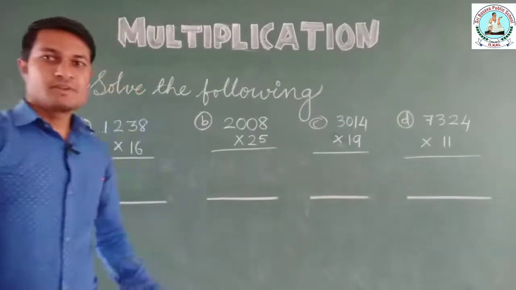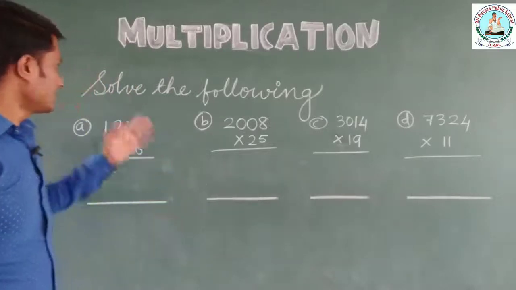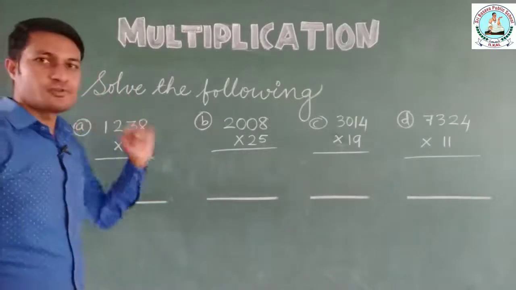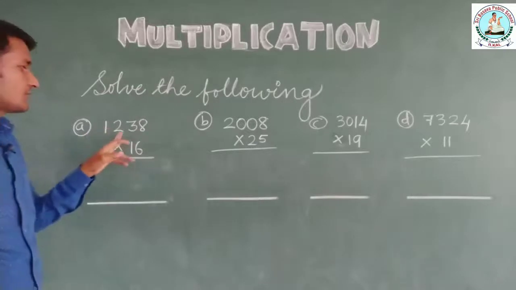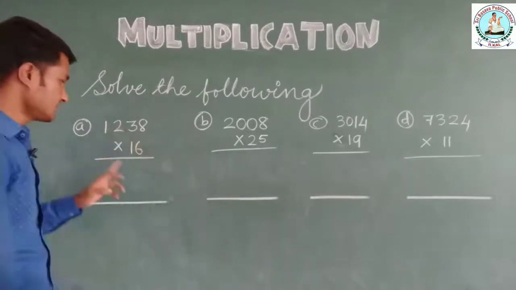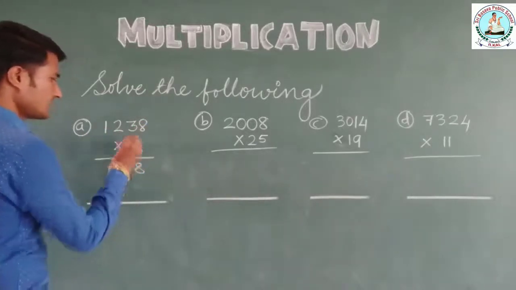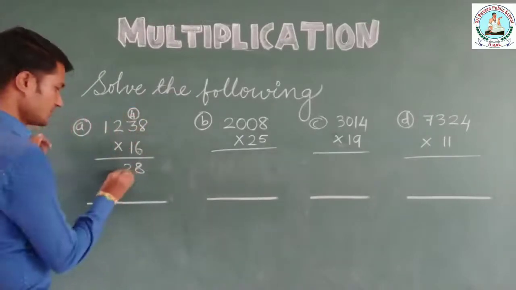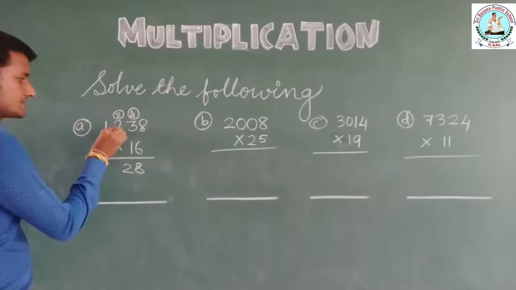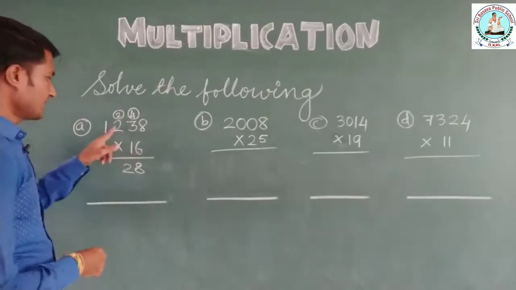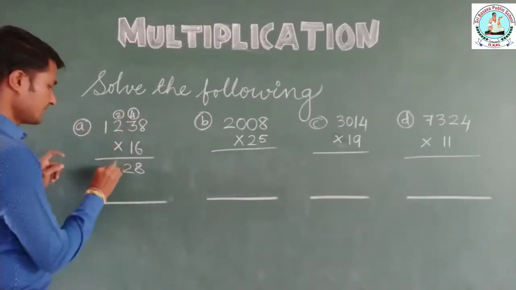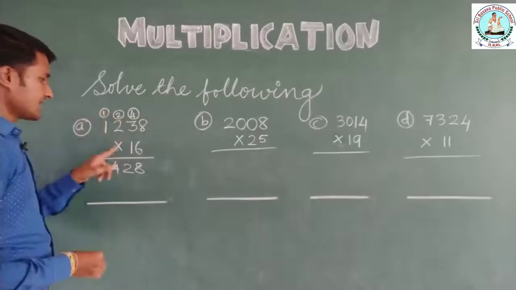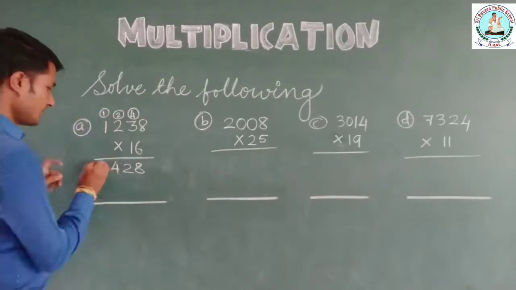Let us solve the last main of the page number 38, and the last main is solve the following. So your first question is 1,238 times 16. So just do it. 6 8s are 48, and 4 carry over, 6 3s are 18, 18 plus 4 is 22, and 2 carry over, 6 times 2 is 12, 12 plus 2 is 14, and 1 carry over. 6 times 1 is 6, 6 plus 1 is 7.